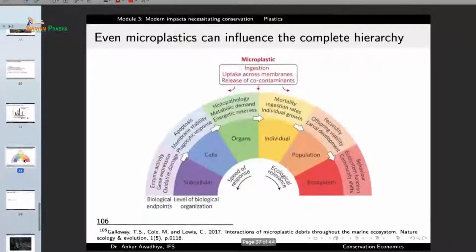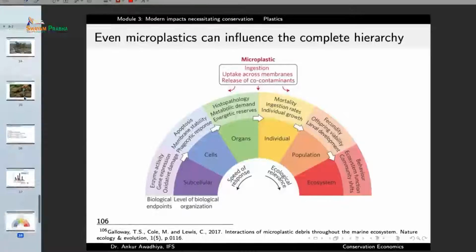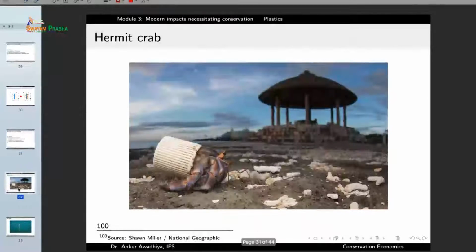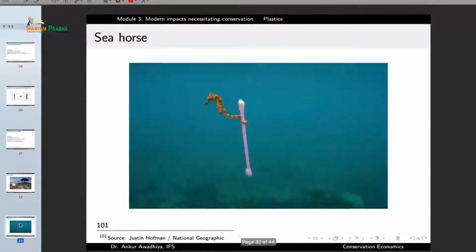At the level of ecosystem, we have seen that plastics influence the behavior of different organisms. We have seen the image of this hermit crab, which is now using this plastic, or that a seahorse is using this plastic. Now, if a particular species becomes too much acclimatized with these plastics, it may change its behavior to such an extent that certain other species may also get impacted.